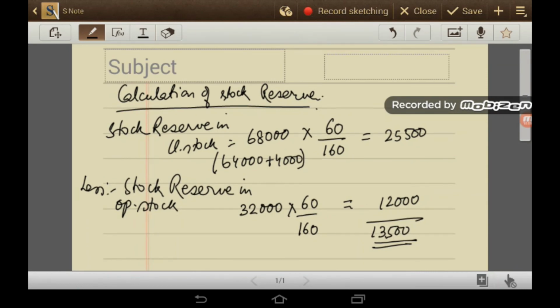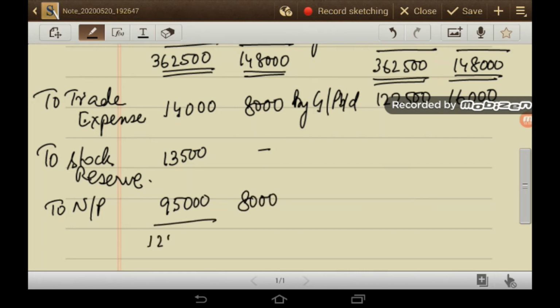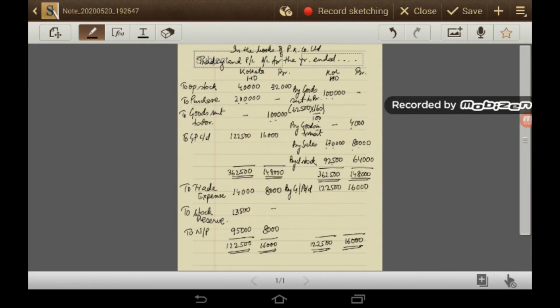So stock reserve is 13,500. I will put this value in the profit and loss account. So stock reserve calculated at 13,500, and the net profit will be 95,000 for head office and 8,000 for branch. So both side totals are 1,22,500 and 16,000. So this is the trading and profit and loss account on one screen.